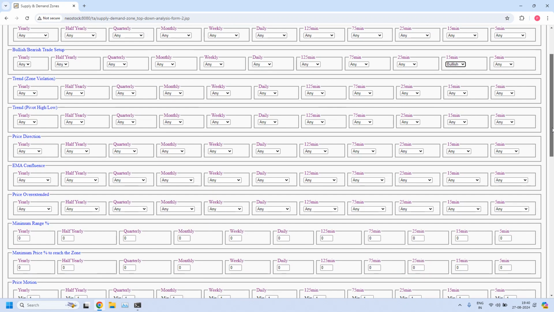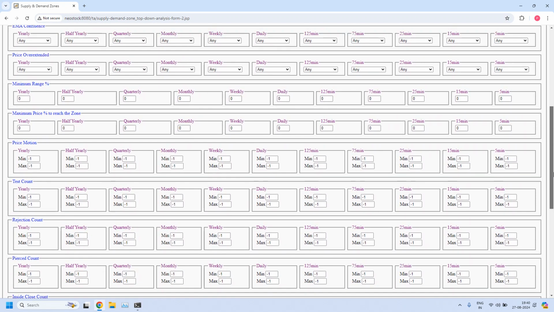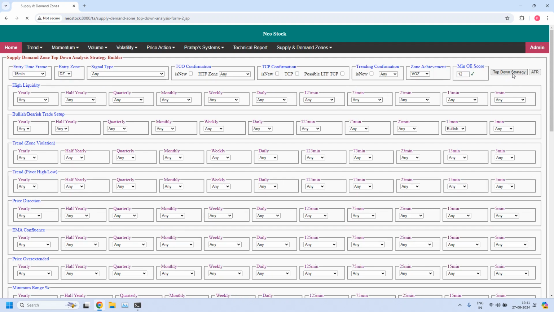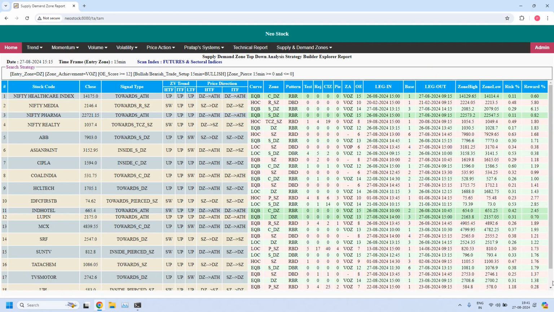This 15 minutes demand zone should not be pierced. So in the pierced count, in 15 minutes, minimum value I am setting 0, maximum value I am setting 0, and zone achievement is violated opposing zone, minimum order enhancer score is 12. All the 3 filters are applied to 15 minutes demand zone. Now let us filter the stocks. So good number of stocks are filtered.